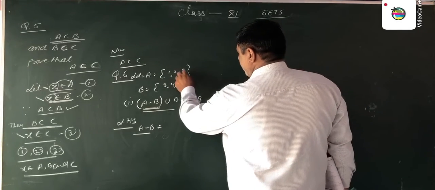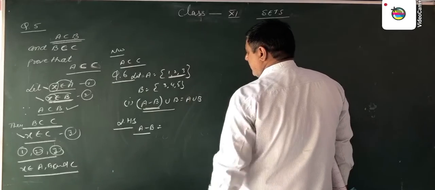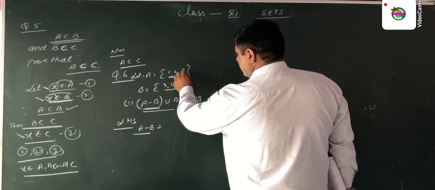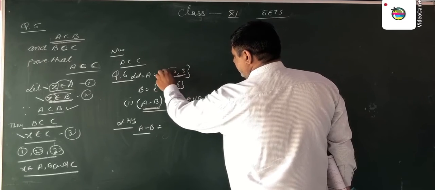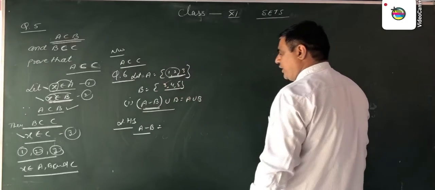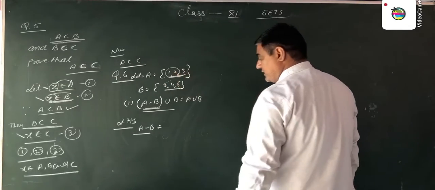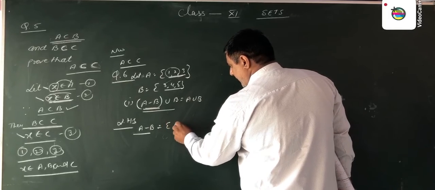Now we look here at sets A, B. 1, 2, 3 are the elements of A, 3, 4, 5 is B. Here 3 is the common element, and after this we have two elements left, 1 and 2, which are in A, not in B. So this is the difference of sets A, B: 1 and 2.